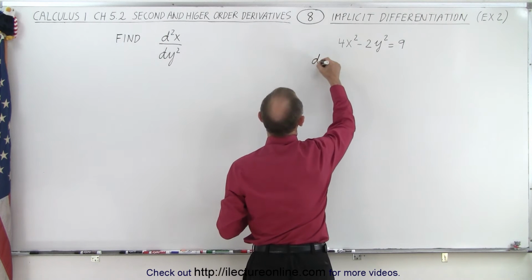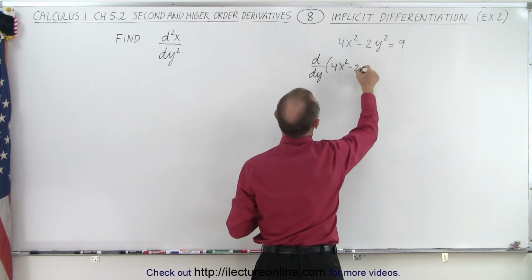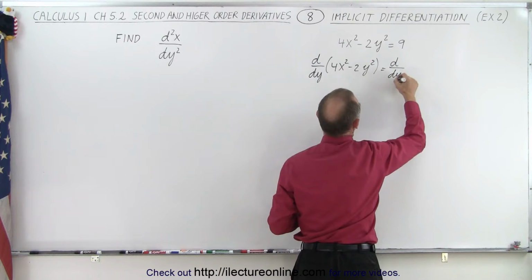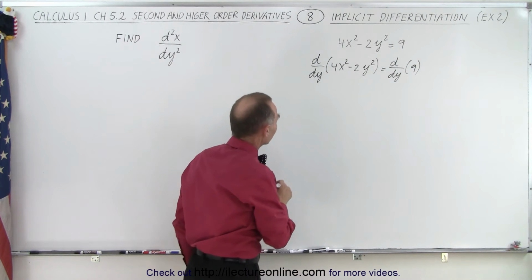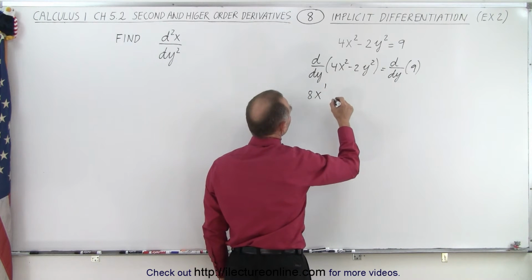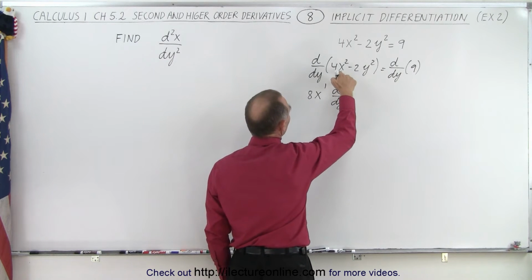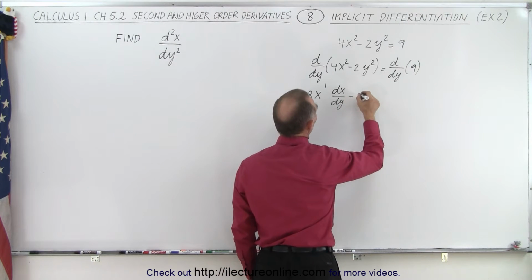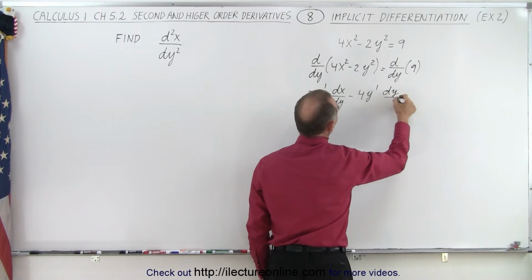So this will be the d/dy of 4x squared minus 2y squared equals the d/dy of the constant 9. And of course, that still will be 0 on the right side, but on the left side we get something different now. We get 8x to the first power times the derivative of x with respect to y, because now we have to take the derivative of x with respect to y, we get the dx/dy, minus 4y to the first power times the derivative of y with respect to y.